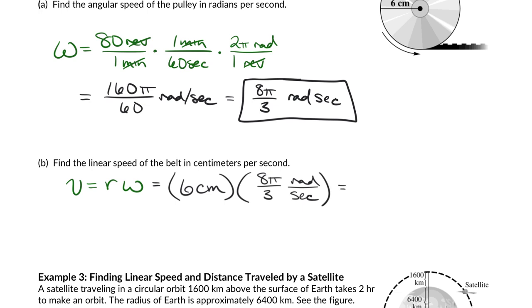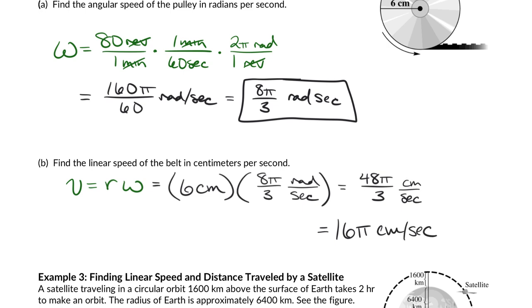You just multiply. So this would be 48 pi over 3. But we can obviously reduce that. What's 48 over 3? It's actually a really nice looking number. 12. No. Am I close? 16. It is 16. So we end up with actually this becoming 16 pi centimeters per second.